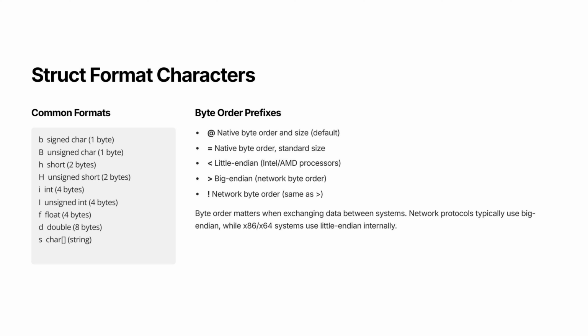Understanding struct format characters is crucial for precise data manipulation. Characters like B, H, I, and f define data types and sizes, while byte order prefixes such as < and > determine data arrangement. This ensures compatibility across different systems, especially when dealing with network protocols or hardware interfaces.